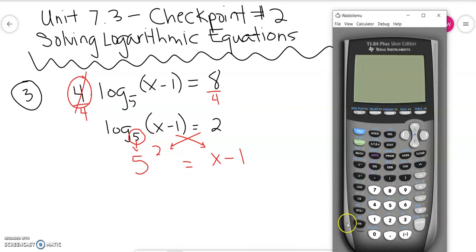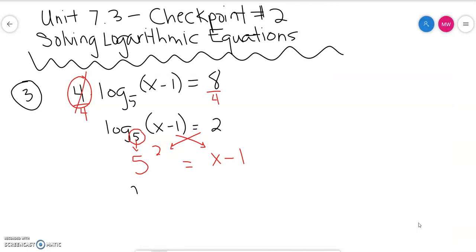From here, it's pretty easy going. 5 to the second power we know is 25. So this is just 25 equals x minus 1. And if you want to get x by itself, you're going to have to move that 1 to the other side. So all we need to do here is add 1 to both sides, and we've got our final answer. X equals 26.